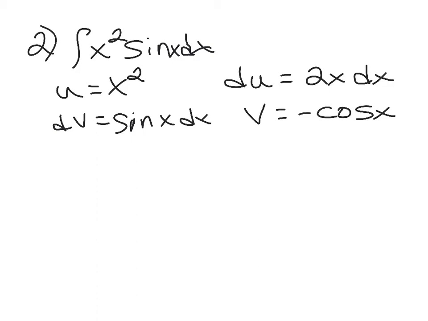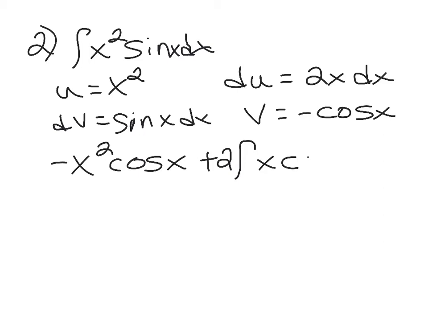So when you go to plug these back in, that formula is uv minus the integration of v du. So uv, I'm going to take that negative out front. So uv, that part's okay, minus the integration of v du. And I'm going to take that 2 in the negative and pop it out. So it's going to become plus 2x cos x dx.